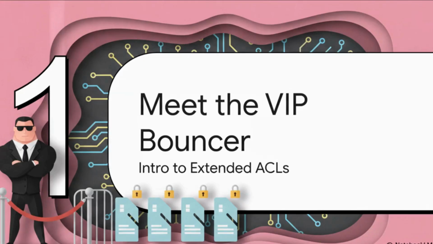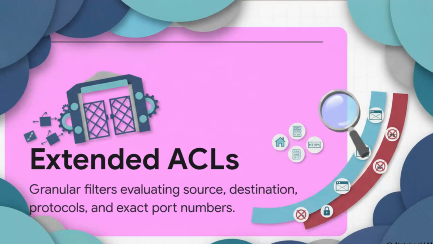Part 1. Meet the VIP bouncer. Let's formally introduce you to extended ACLs. All right, so what exactly is an extended access control list? Basically, these are highly granular network traffic filters. And honestly, that word granular is everything here. We aren't doing some broad, sloppy sweep. We are doing a microscopic inspection.